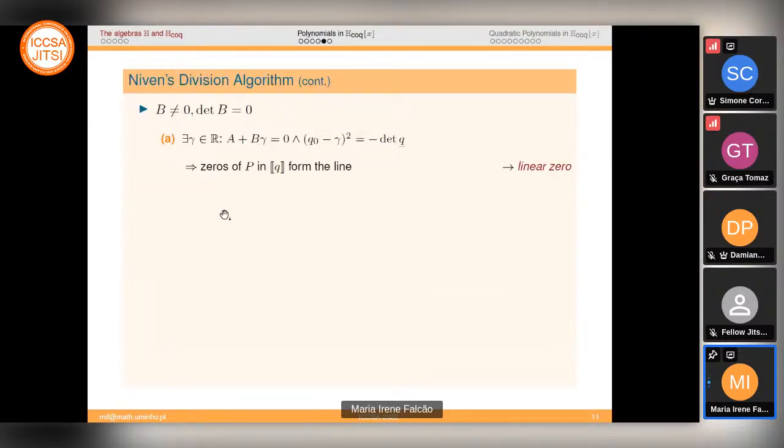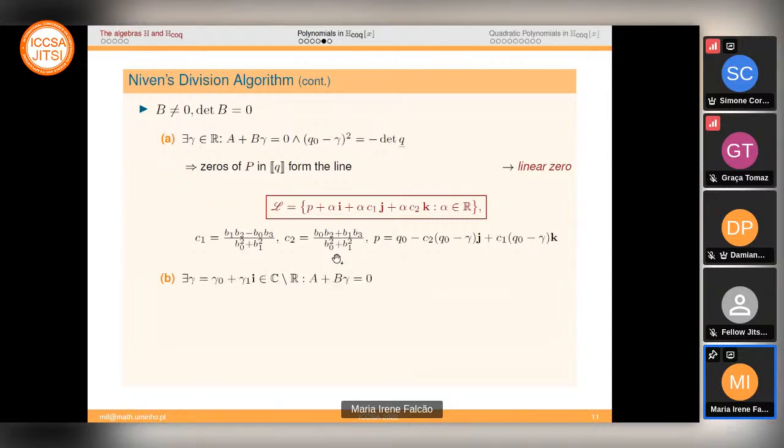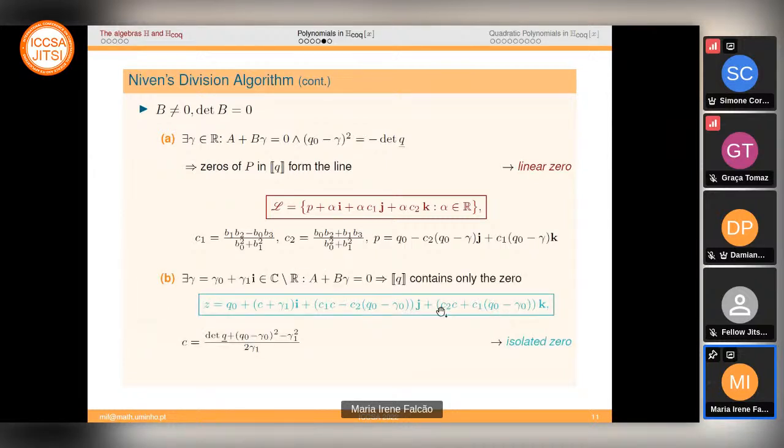The first one is that the zeros of P form a line, and this is the reason why we have called this kind of zeros linear zeros, or we can have just one zero in the corresponding admissible class, which is going to be an isolated zero. In all the other situations, there are no zeros in the admissible class. So this is the general case.